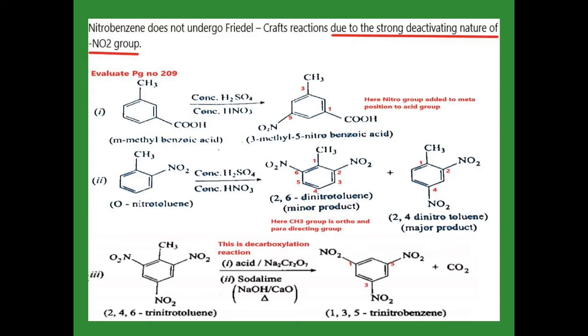Here we are going to add soda lime or acidic sodium dichromate. Decarboxylation takes place. Decarboxylation means that the carbon is removed, the methyl is removed, and then we get the product 1,3,5-trinitrobenzene. You see the numbers: the first position, the third position and the fifth position have nitro, so it is 1,3,5-trinitrobenzene.